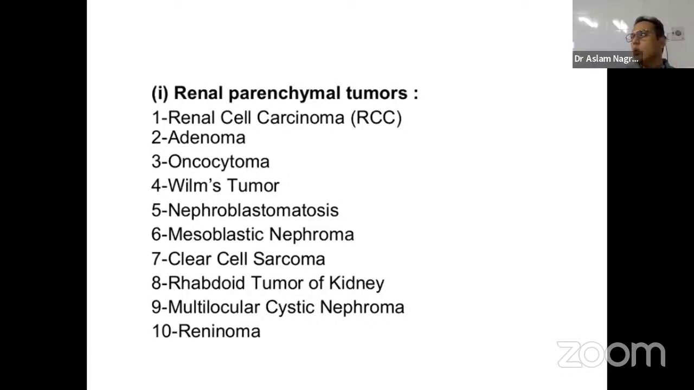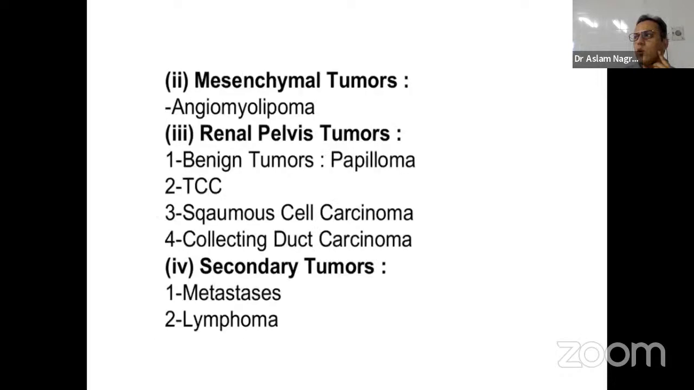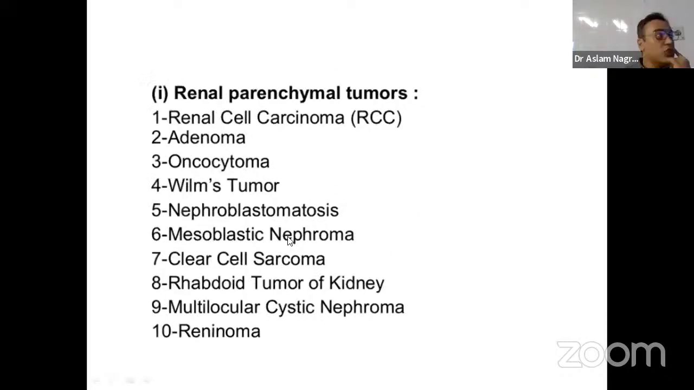Carcinoma and oncocytoma. And once we do a biopsy or epinesis, and then we make out the tumor. I think you go for a partial. So the renal parenchymal tumors can be nephroblastomatosis, clear cell sarcoma, rhabdoid tumor of kidney, multilocular cystic nephroma, and adenoma.